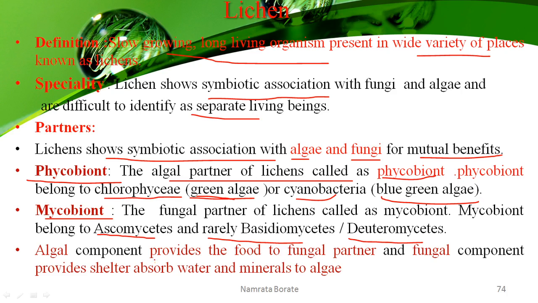The algal component provides food to the fungal partner, and the fungal component provides shelter to the algal component and absorbs water and minerals. These are important functions carried out by the fungal component, while the algal component carries out its own function. So, it is called a symbiotic association. Both are beneficial to each other.